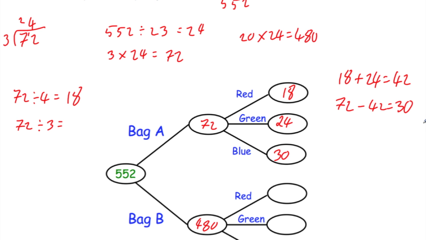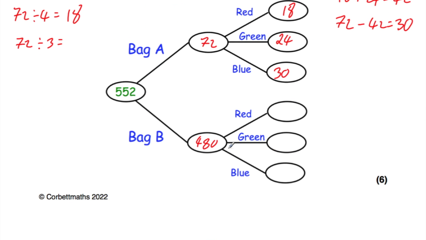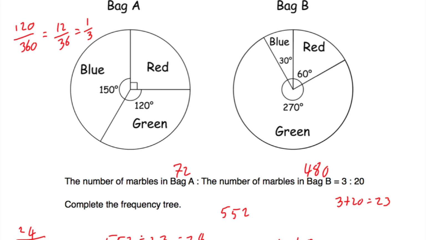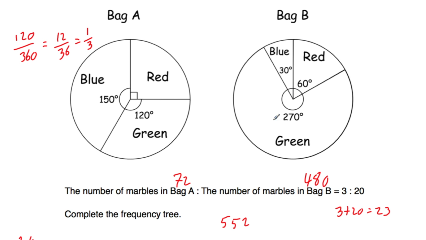So we've done bag A, now let's have a look at bag B. So bag B, we've got our red, green and blue. There's 480 marbles altogether. So let's go up to our pie chart. Now the first thing that I'm spotting is this 270 degrees, because if this is 270 degrees, that means the rest of it is 90 degrees. So that's a quarter for blue and red. So it means the 270 degrees is 3/4 of the full circle.